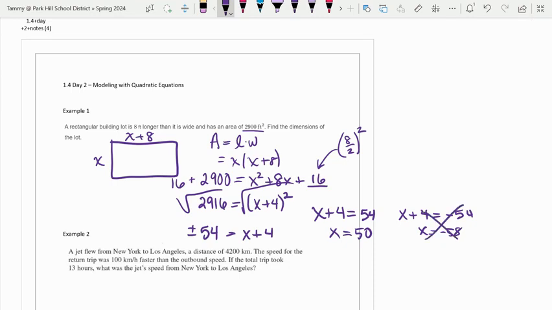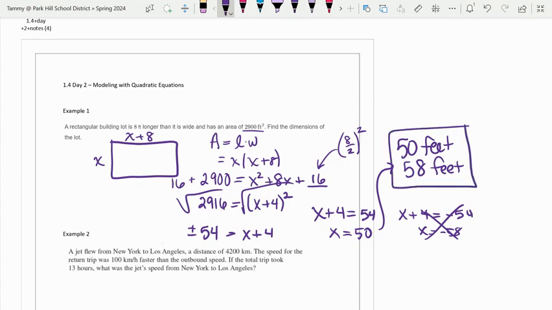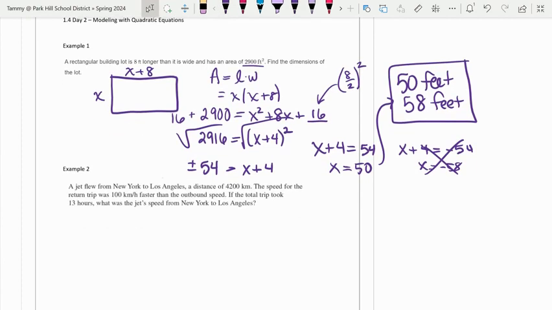We can't have a negative number because it's a length. So the dimensions would be 50 feet by, it's 8 feet longer, so by 58 feet. So draw a picture. I think that makes it a little bit easier. Verify that. So multiply 50 times 58 and verify it works. So 50 times 58 is 2,900. I know you can see that. You can probably guess and get the answers, but I am going to need to see the work on the assignment to get full credit.